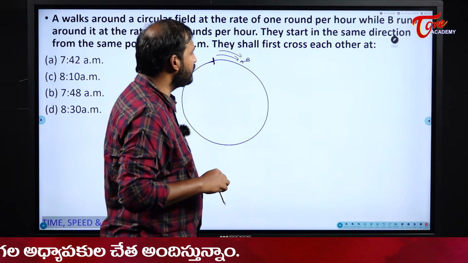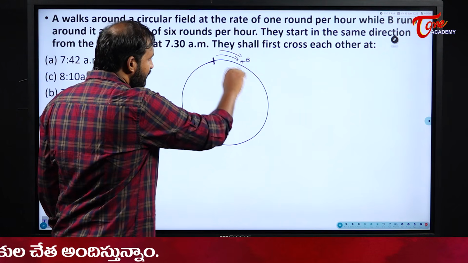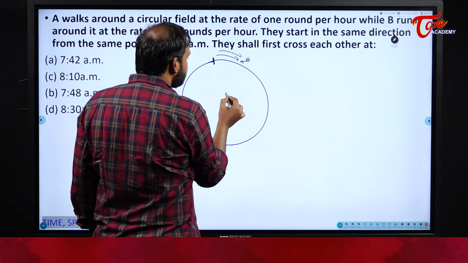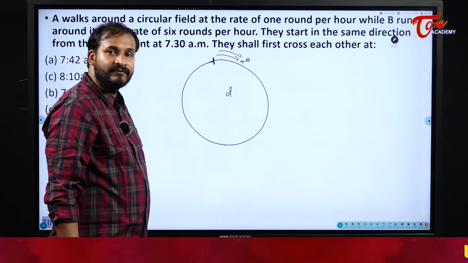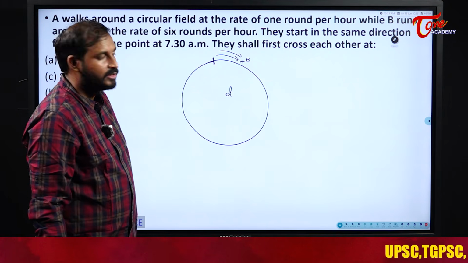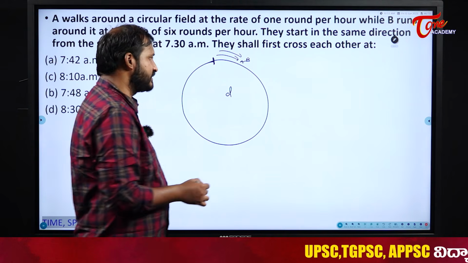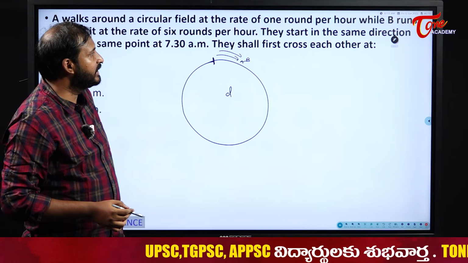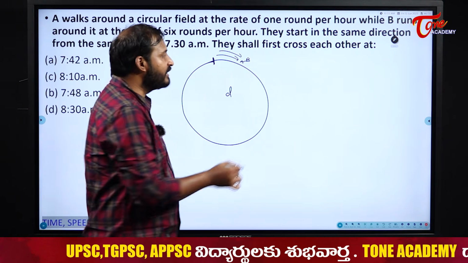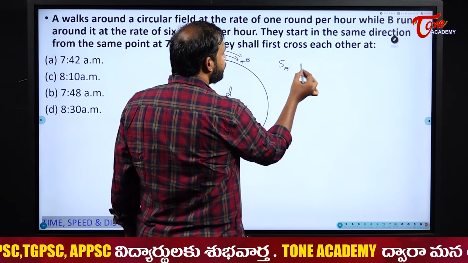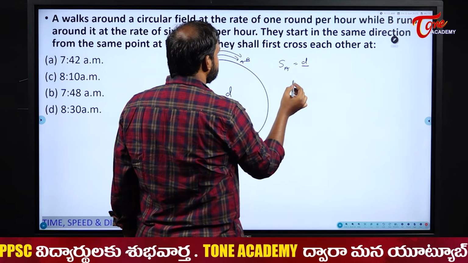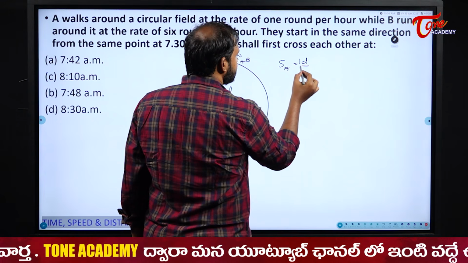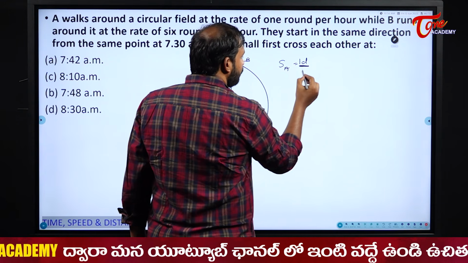Very simple, but please be careful. Assume that the round length, I mean the circumference of this ring, is some D. So usually it will become distance. Now tell me, in 1 hour, A will cover how much distance? He is going to do 1 round, right? So speed of A will become distance by time. He is going to cover 1D distance, because 1 round in 1 hour.